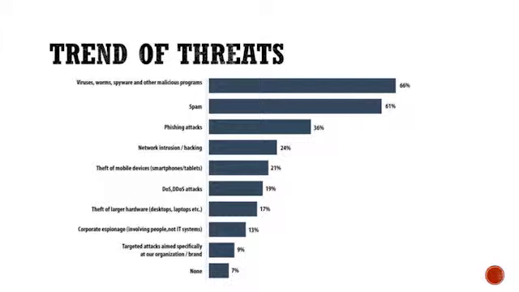All right, and these are the trend of threats. This is the most prevalent things that are going out there. So viruses, worms, spyware, and other malicious programs account for 66% of current threats that are out there. Spam is closely followed with 61%. Phishing attacks is about 36%. Network intrusion, hacking is actually only 24%. Theft of mobile devices, smartphones, tablets is 21%. Denial of service and distributed denial of service attacks are 19%. Theft of larger hardware is 17. Corporate espionage involving people, not IT systems, 13, which is something you still have to consider.